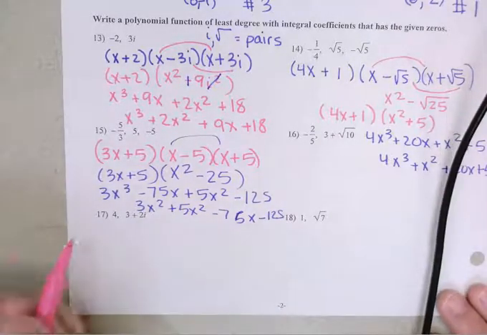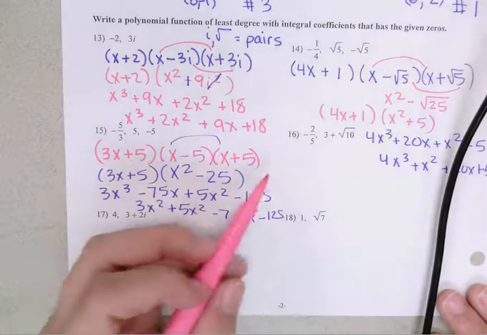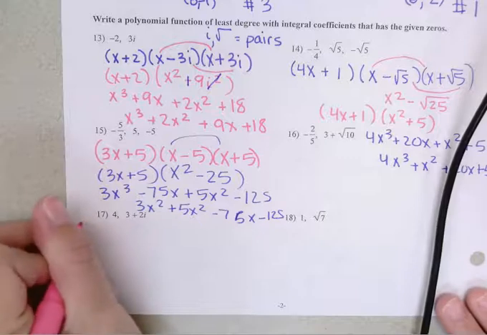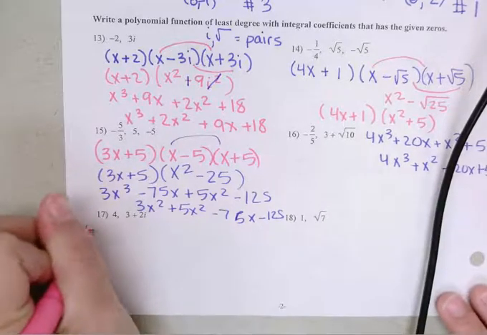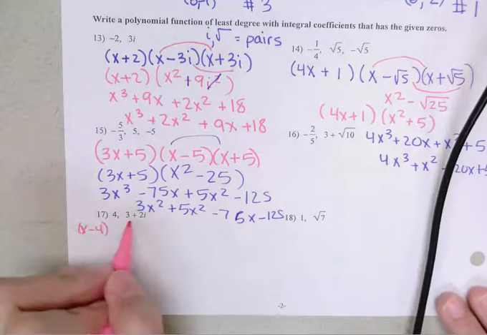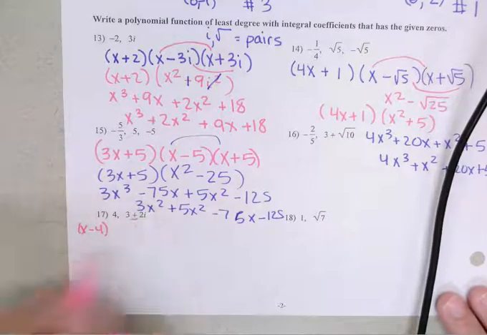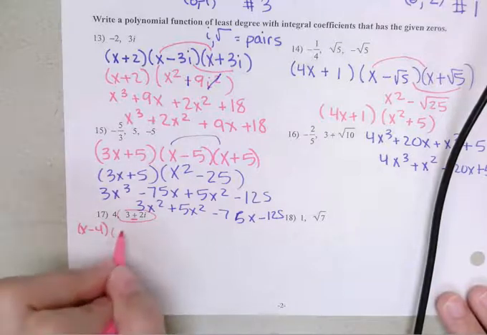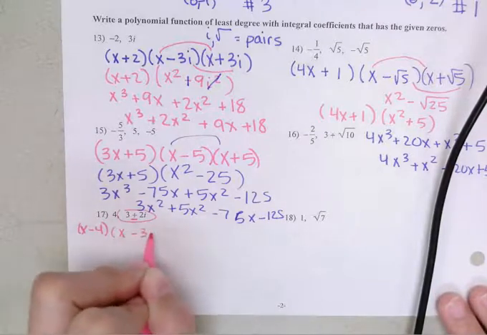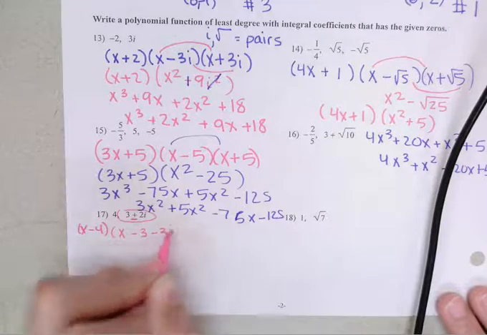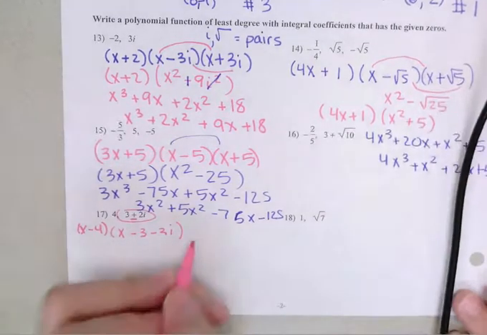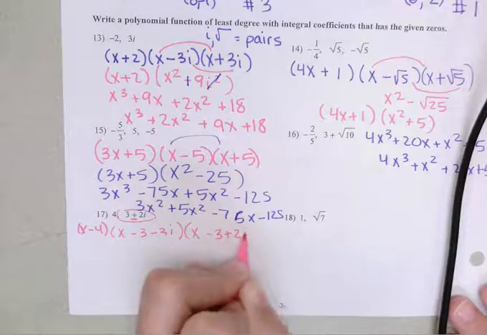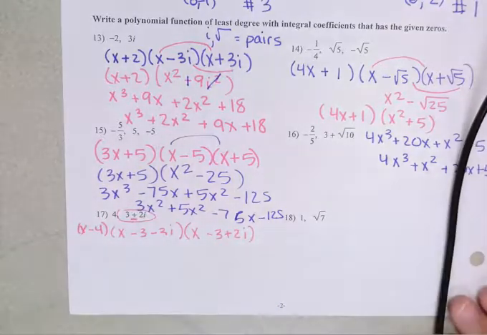Alright, I want to move on to number 17, because this one I have a feeling I'm going to need an extra sheet of paper for some more room. So number 17, you should have x minus 4. And these always come in pairs. Remember, the i is always written in a pair, but this is one whole piece, so be careful. Okay, so I'm going to have x minus 3 minus 2i, although I kind of messed up my 2, and then x minus 3 plus 2i. If I were you, I'd multiply those two together.